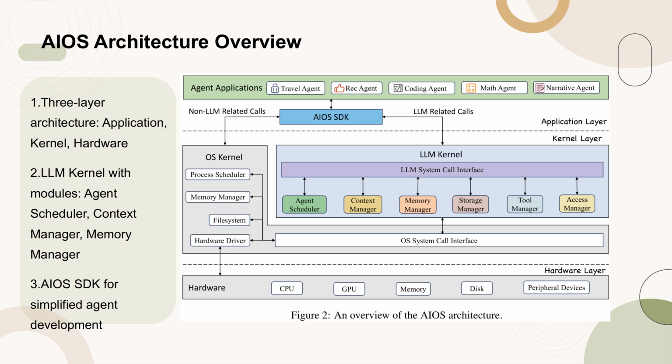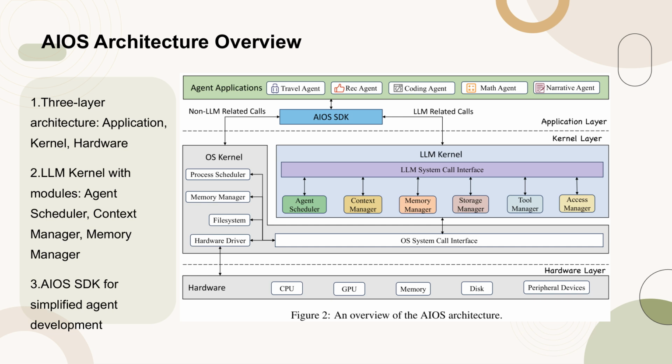Figure 2 provides an overview of the AIOS architecture, which is organized into three distinct layers: the application layer, the kernel layer, and the hardware layer. The application layer includes agent applications developed using the AIOS SDK, which abstracts system calls for easier development. The kernel layer is divided into the OS kernel and the LLM kernel, with the latter focusing on LLM-specific tasks like context management and agent scheduling.